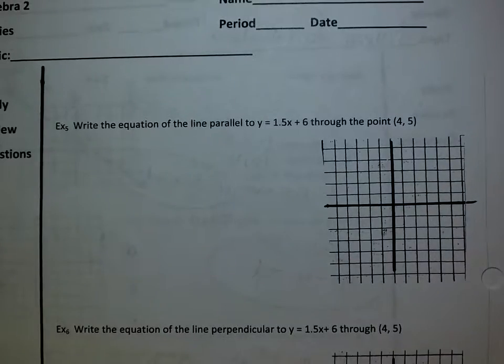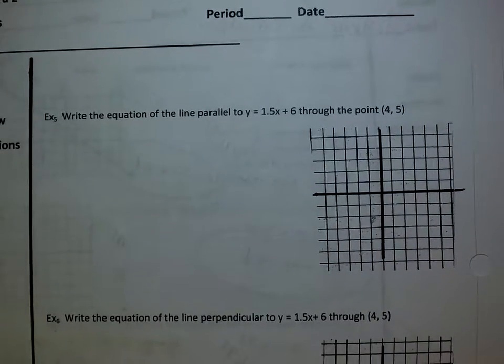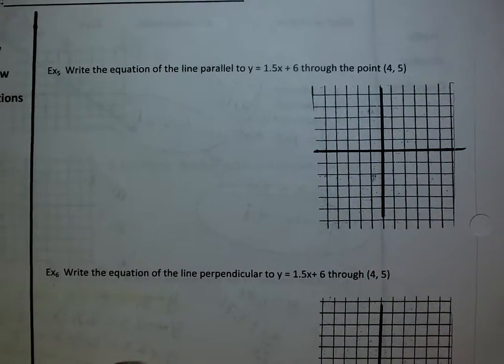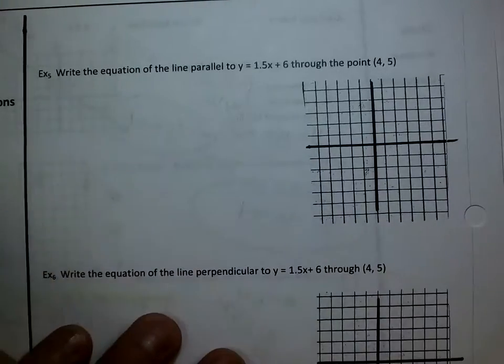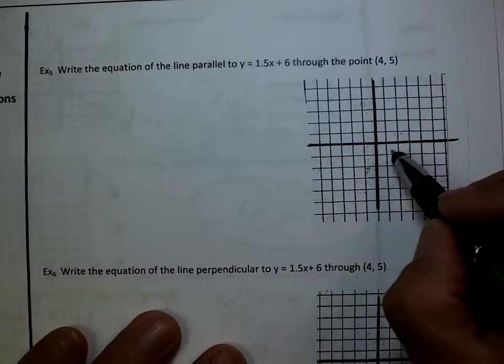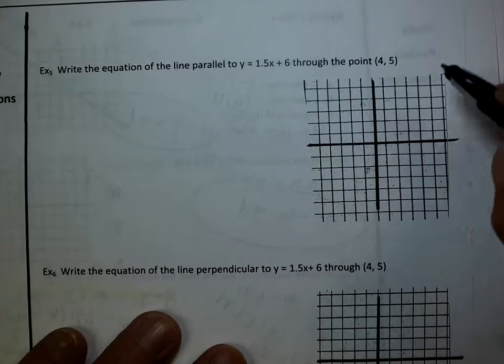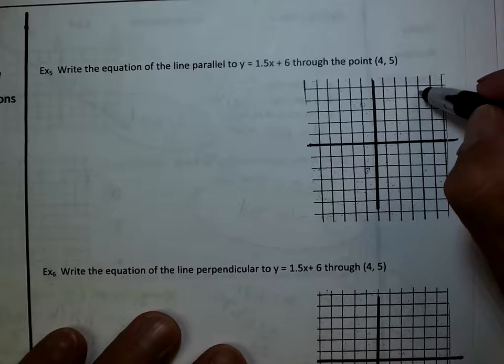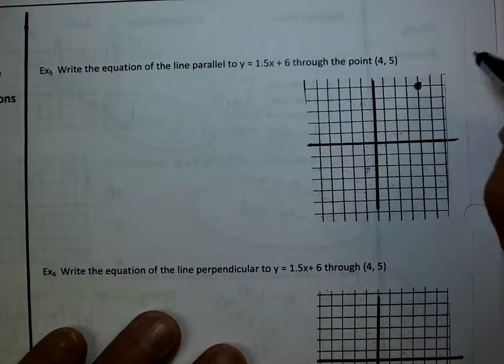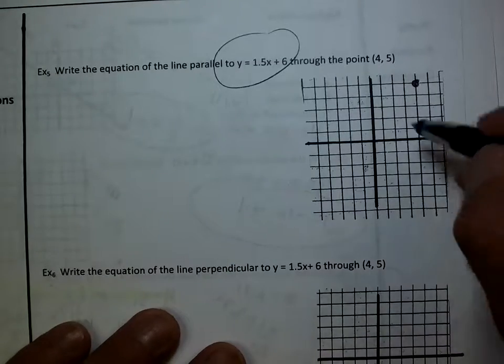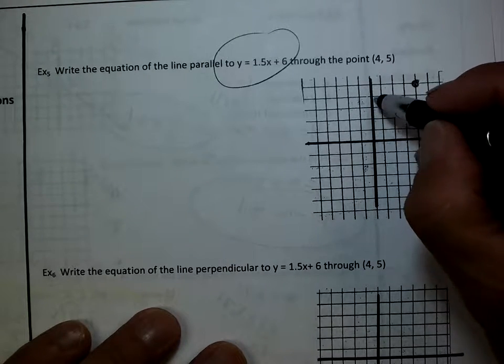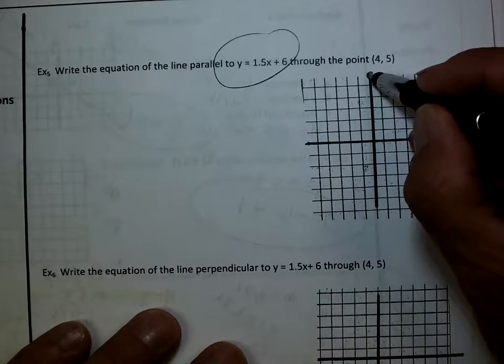All right, example 5. Write the equation of the line parallel to the point 4, 5. So first of all, let's graph it, okay? So we got a point 4, 5. 1, 2, 3, 4. 1, 2, 3, 4, 5, right? And I've got this line, start at 6. 1, 2, 3, 4, 5, 6.